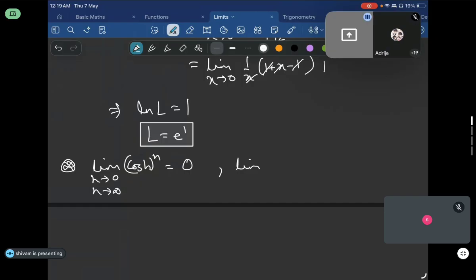Next, limit h tends to 0 and n tends to infinity, (sec h) whole to the power n. Can anyone tell me what the value is over here? Limit h tends to 0, sec h, and n tends to infinity. What is (sec h) whole to the power n? Can anyone tell me? Raise your hand.